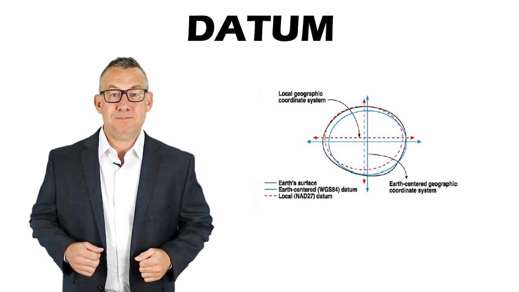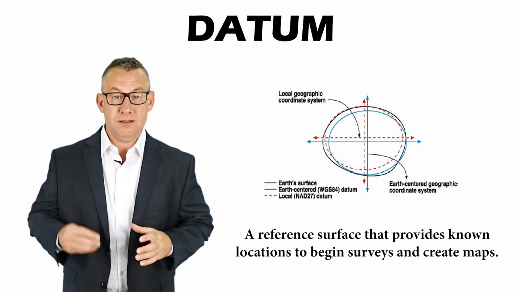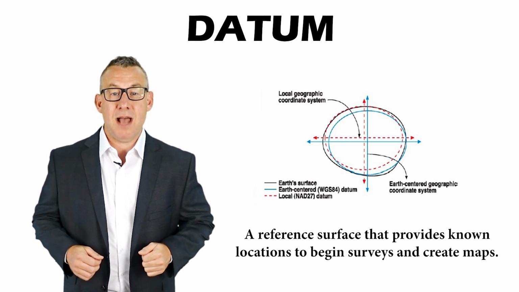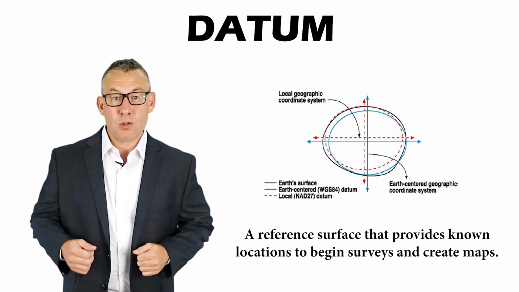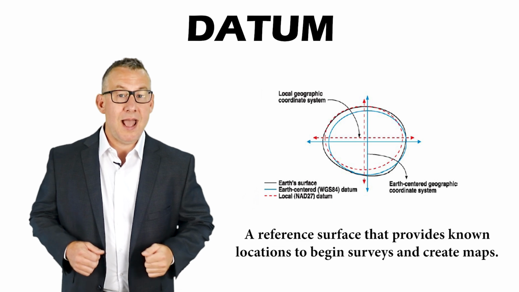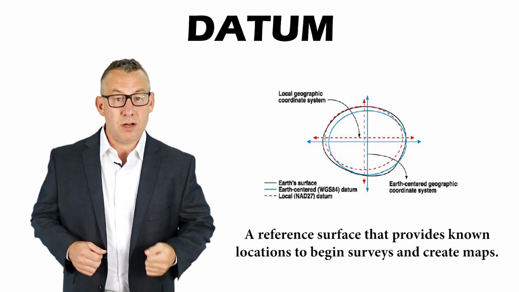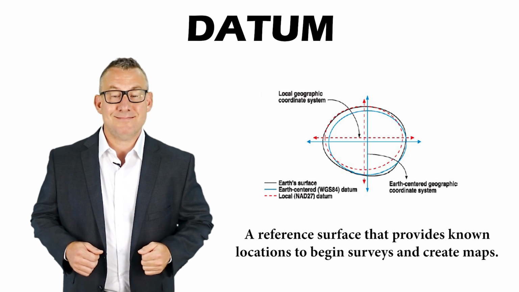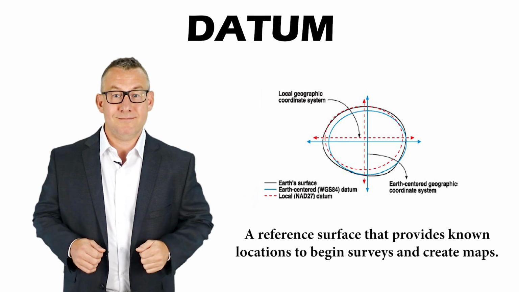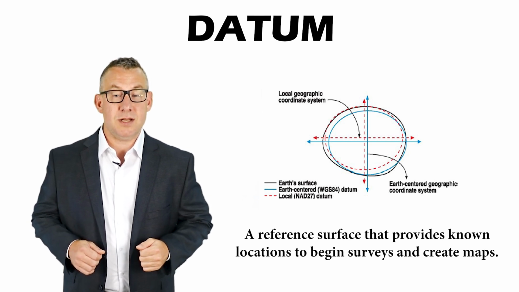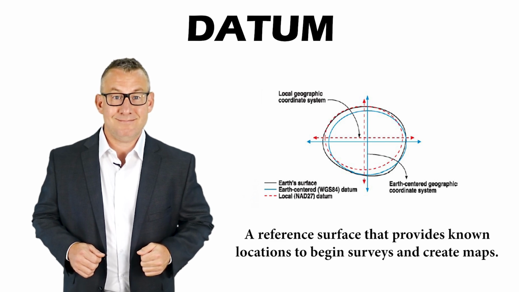A datum. A datum is a reference surface that provides known locations to begin surveys and create maps. Parts of a datum include an ellipsoid, an origin point, a coordinate system, and a set of control points that can be used as the starting points for measurements. Datums are the basis for all geodetic survey work. Most datums used in America use benchmarks from the National Geodetic Survey.